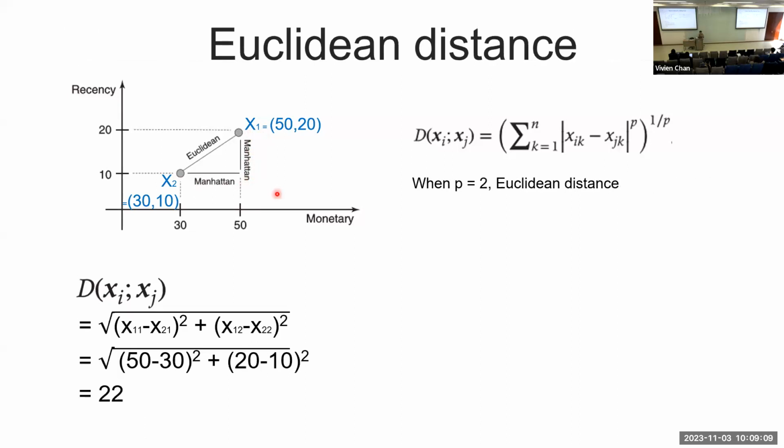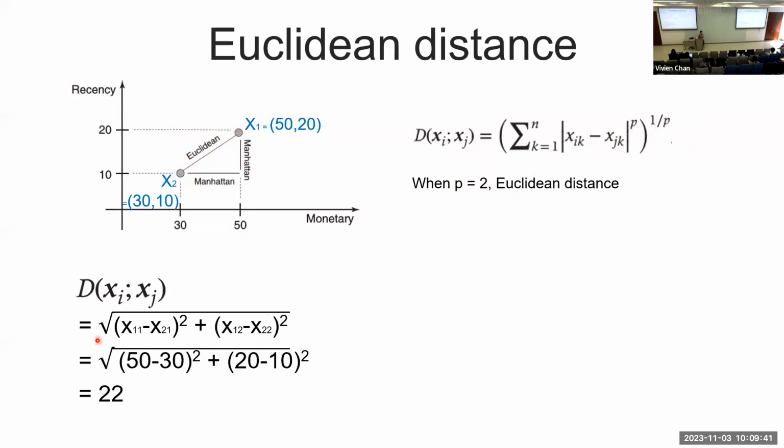But I think the most commonly used distance is the Euclidean distance. The Euclidean distance is defined when p equals 2, so you simply substitute the p here. You can see from this graph that the Euclidean distance is simply the shortest distance between 2 points. You draw a straight line, and this is the Euclidean distance.